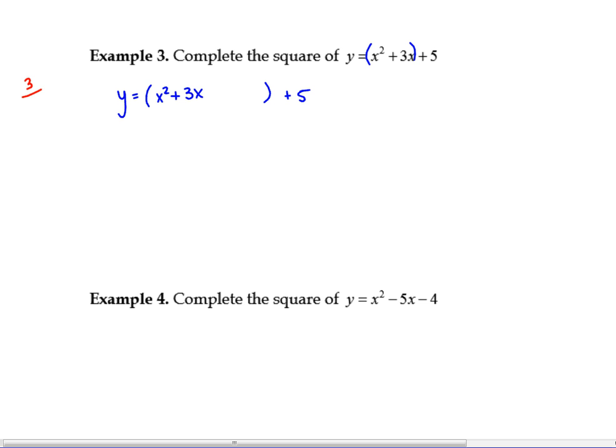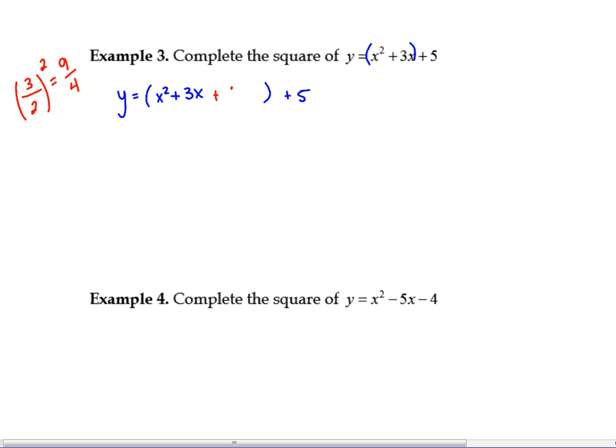Take the 3, divide it by 2, and then square it. What happens when you square 3 over 2? What does it become as a fraction? 9 over 4. Just square the 3 and square the 2. So 9 over 4. Just square both those numbers.